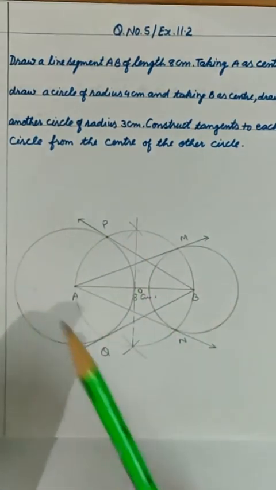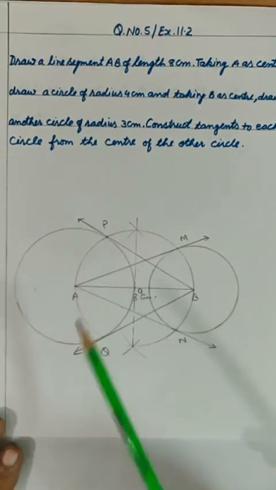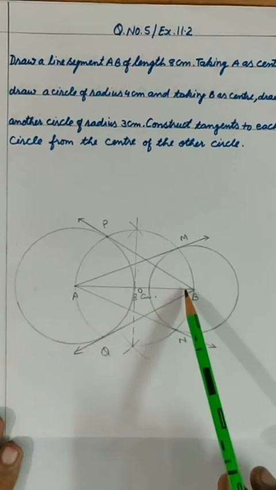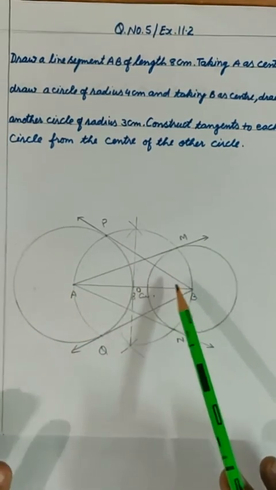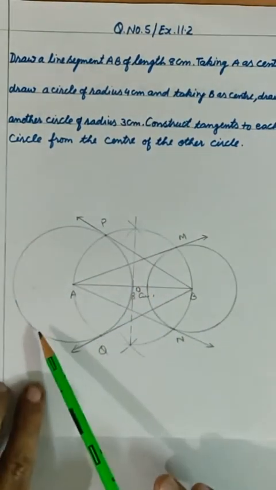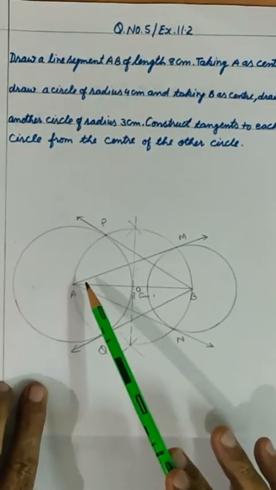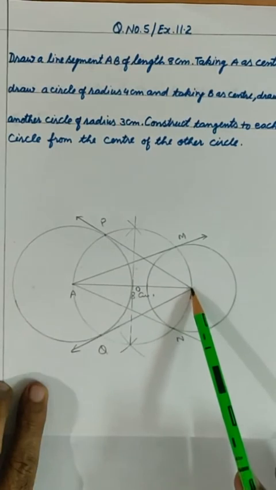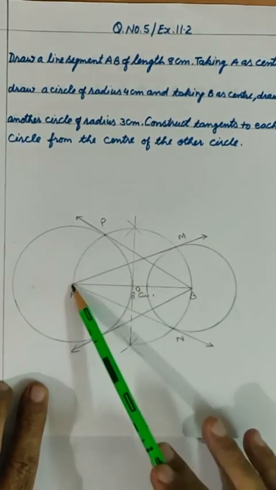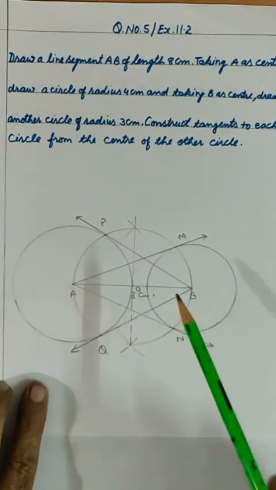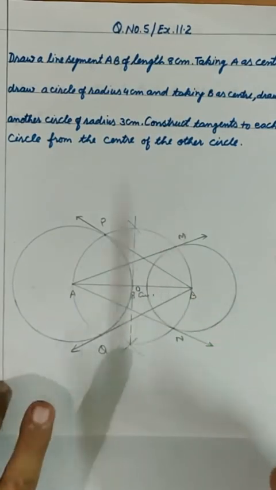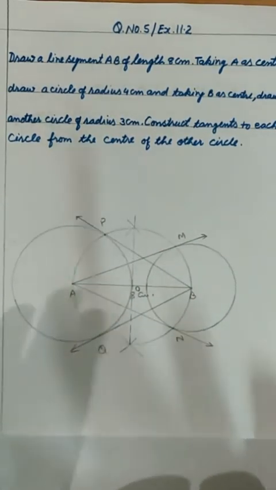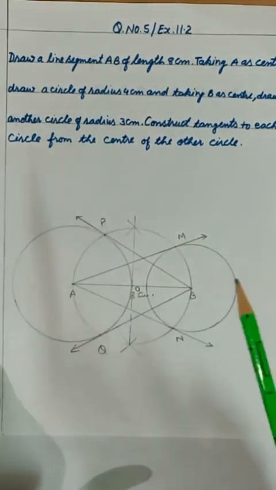We have to draw a pair of tangents to a circle from an external point, and in the same way it is given here also. For this circle of radius 4 cm, the center is the external point, and for this circle, this is the external point. Then we got the required tangents BP and BQ, and then AM and AN. I think you are able to draw tangents to a circle from an external point.